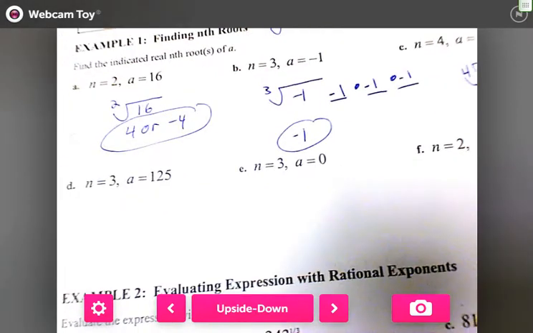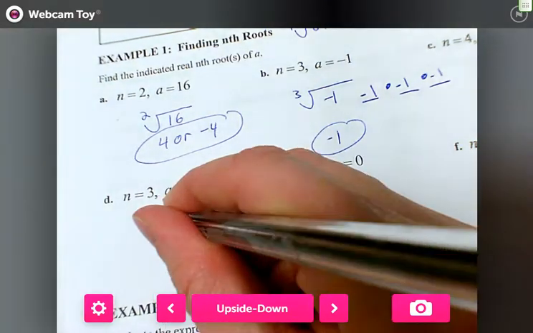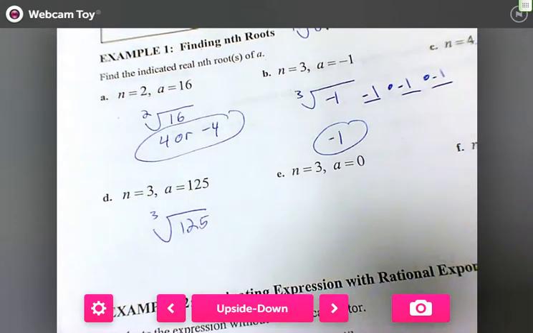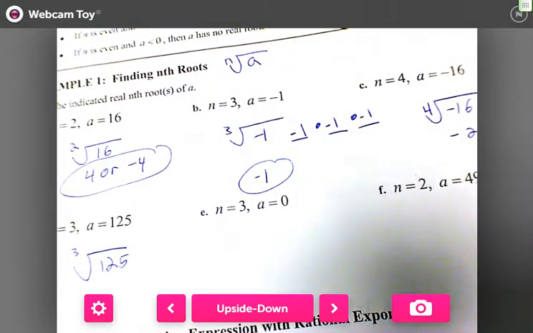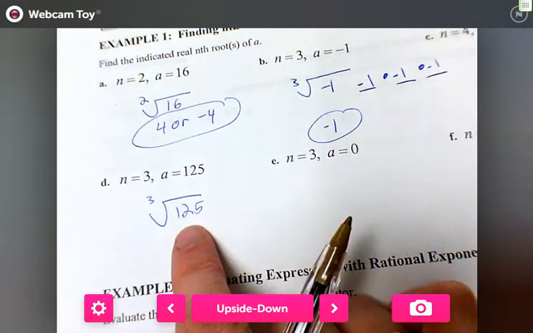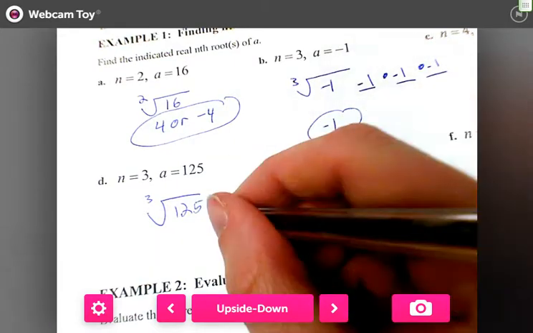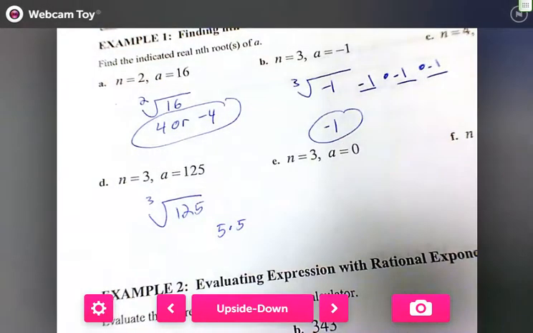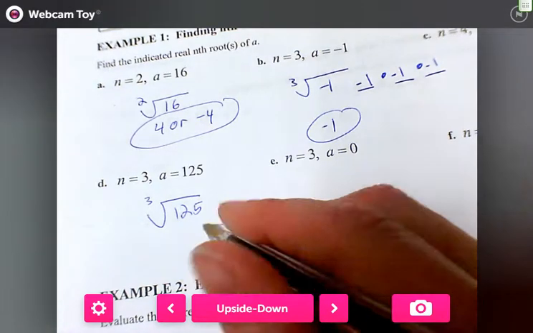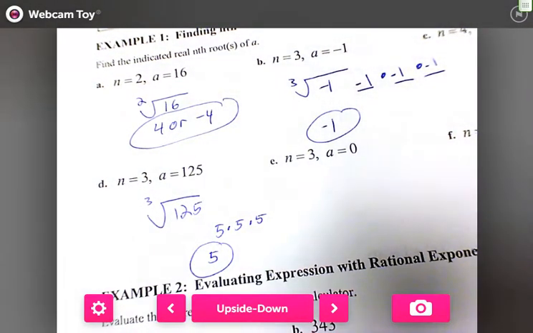Let's focus. Okay. For D, we have 125 to the third root. So we need three things that make up 125. What do you guys want to try? Well, or no, it's going to be higher than that. Okay, so we're looking, remember, 1 times 1 times 1 gave us 1, right? 2 times 2 times 2 would give me what? 2 times 2 is 4, times 2 is 8. Okay, so let's think. We want the same number 3 times to give us 125. 5. So if we go 5 times 5, we get 25, and then 25 times 5 is 125. So my answer is 5. And it's odd, so I only have one answer. I can't do a positive and a negative.